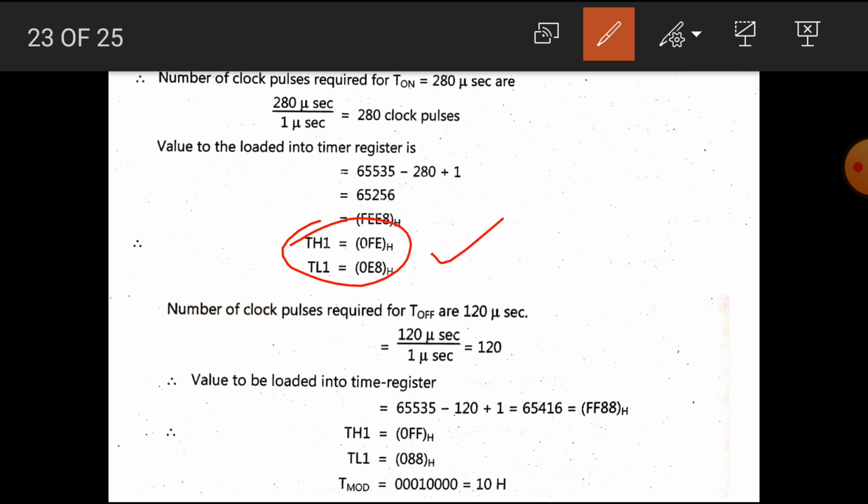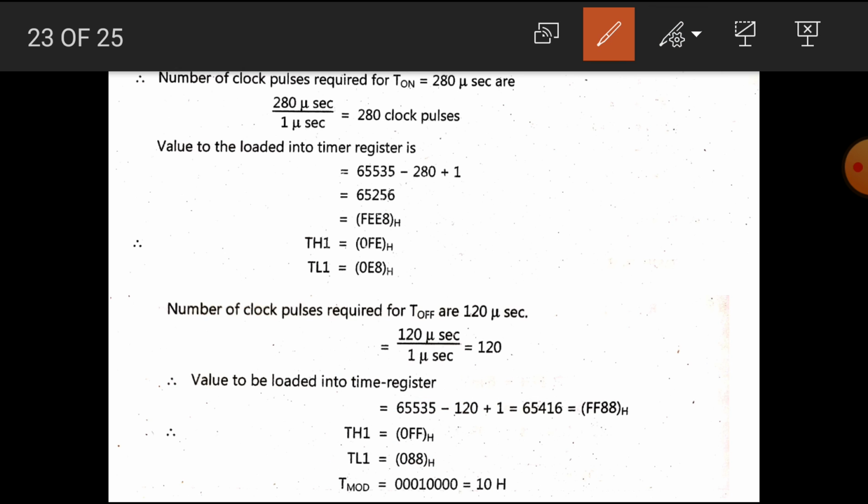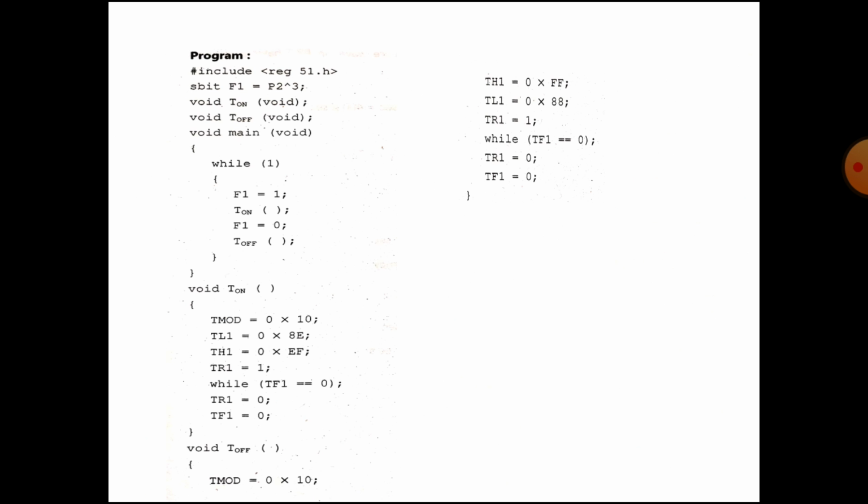Similarly, we can calculate the values for 120 microsecond, and the values for the 120 microsecond are TH1 equal to 0FF and TL1 equal to 088. Now load the TMOD register with the value 10H to obtain timer 1 in mode 1.